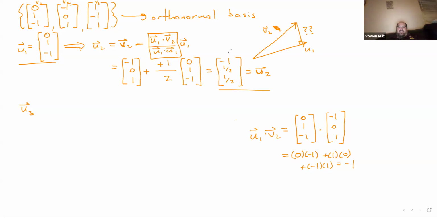That ratio basically tells us, informally speaking, how much do V2 and U1 have in common? How similar are their directions?